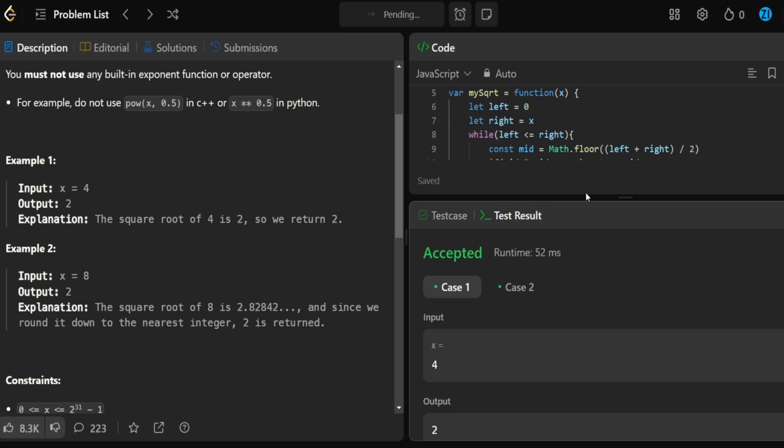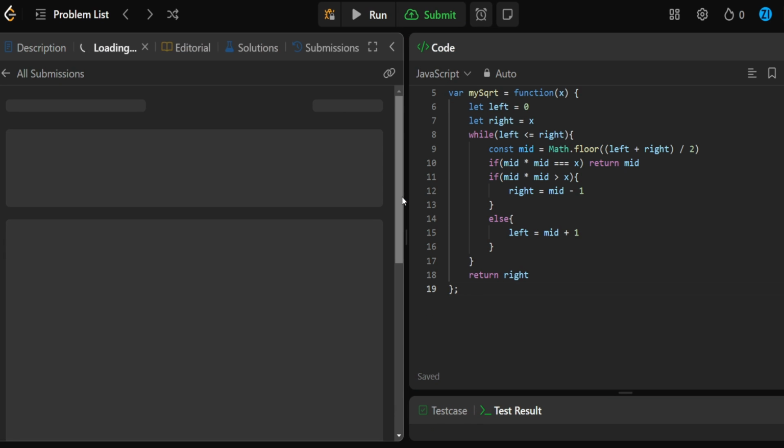That's awesome. Let's submit it and see if we're going to pass all of the test cases. And yep, that's awesome.